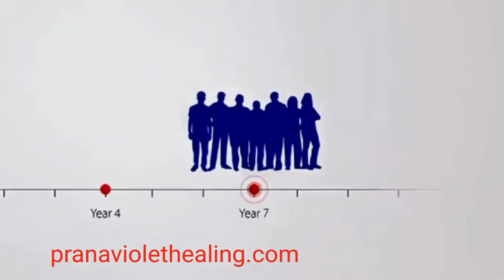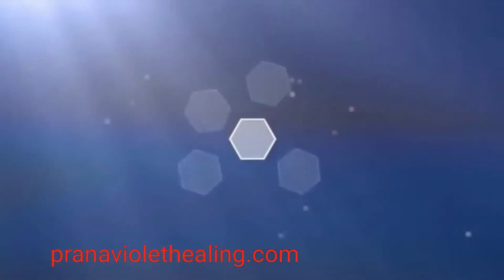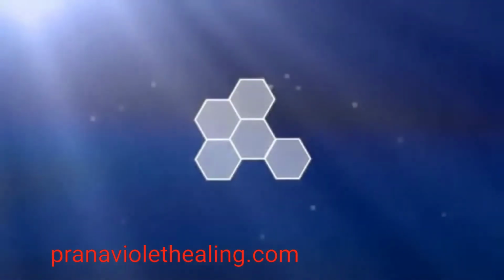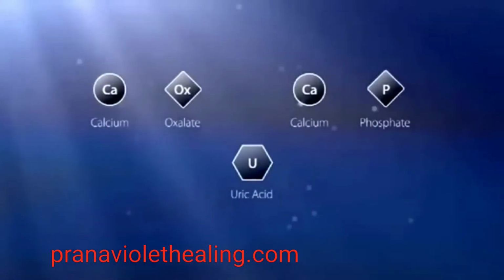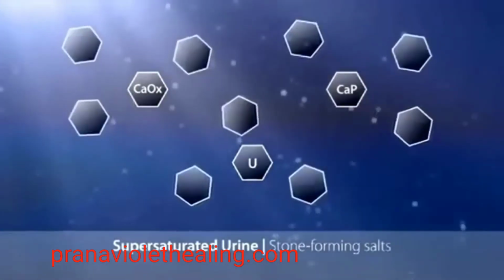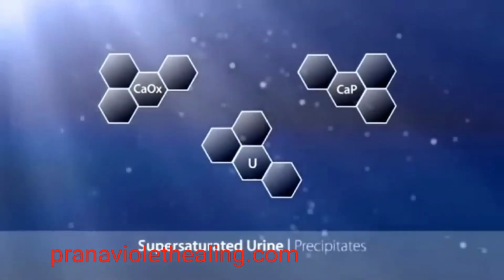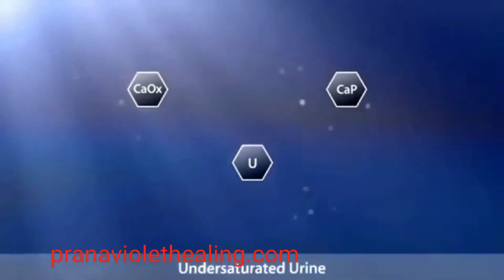But what actually causes crystals to form? Why do some crystals develop into kidney stones and others do not? One critical factor is supersaturation of the urine with stone-forming salts. Supersaturation is the driving force for crystallization. In undersaturated urine, crystals cannot form.